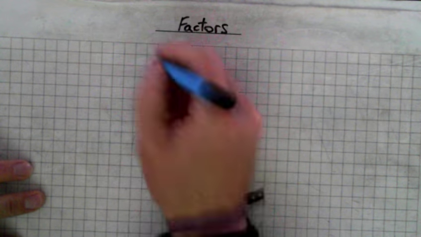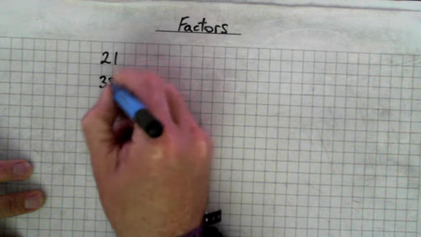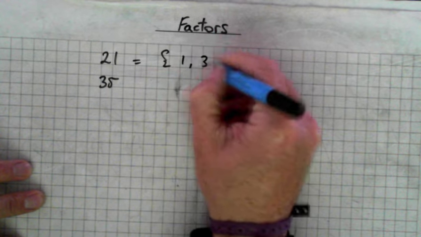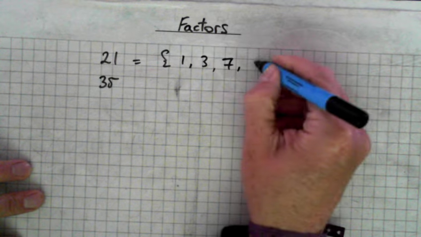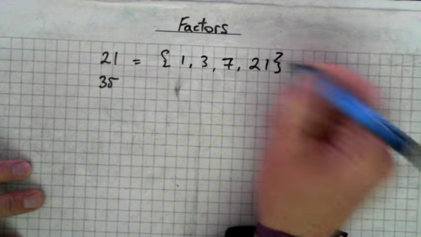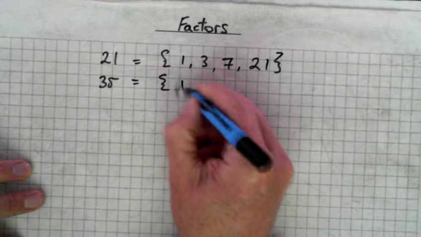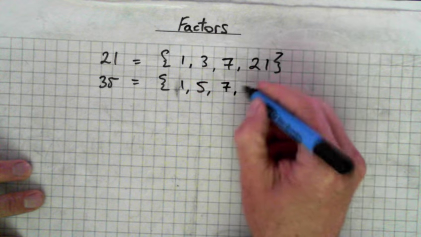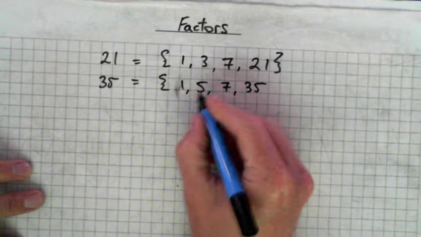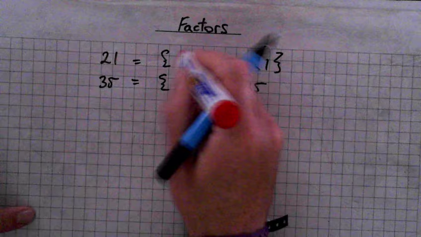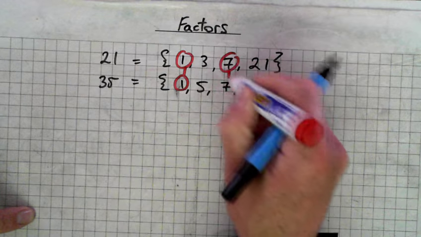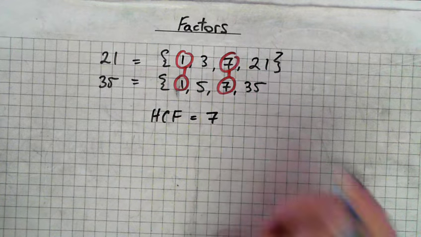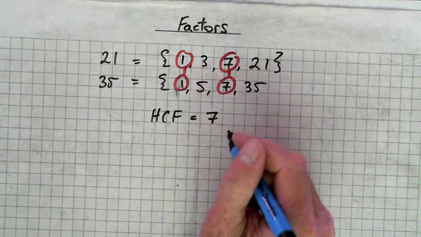So let's say we have 21 and 35. Alright, so the factors of 21: 1, 3, 7 and 21 itself. The factors of 35: 1, 5, 7 and 35. Okay, well, what's the common factors now? 1 and 7. What's the highest common factor? 7. Is that easy? It's easy if you do it like this.